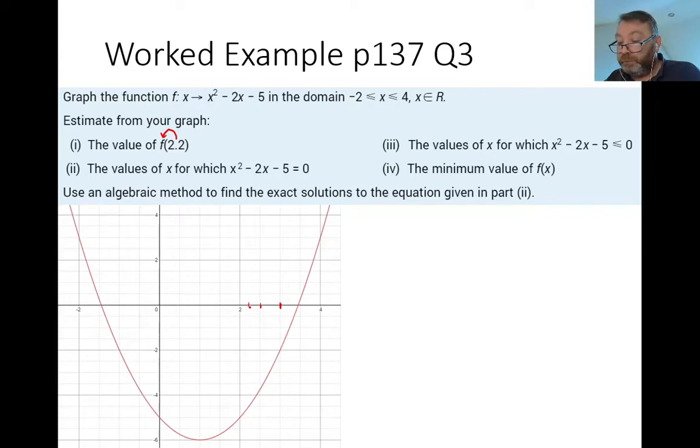So what I'm going to do, and it says estimate from your graph, I'm simply going to drop this down until I hit the graph like so. And then I'm going to run across here to get my output.